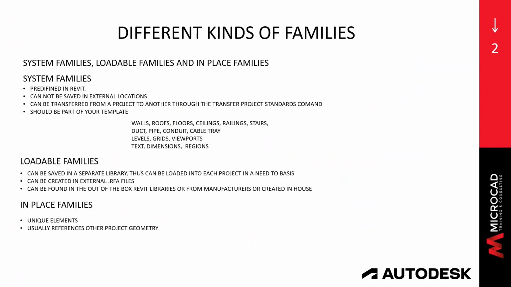Loadable families can be saved in a separate library. They have a different file extension. They are .rfa files. They can be found in the libraries that you get when you purchase Revit, out of the box, or you can download nowadays a whole bunch of Revit families from manufacturer websites, or you can create them in-house.